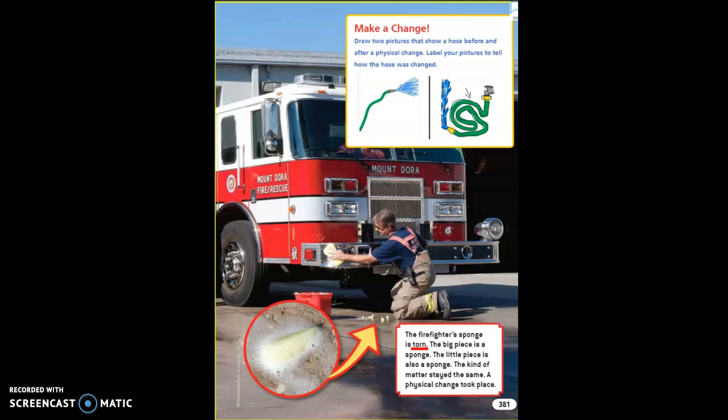Thank you very much. Okay, what is torn? Torn is the past of tear, okay? Tear is rasgar. So, the firefighter sponge is rasgada, okay?